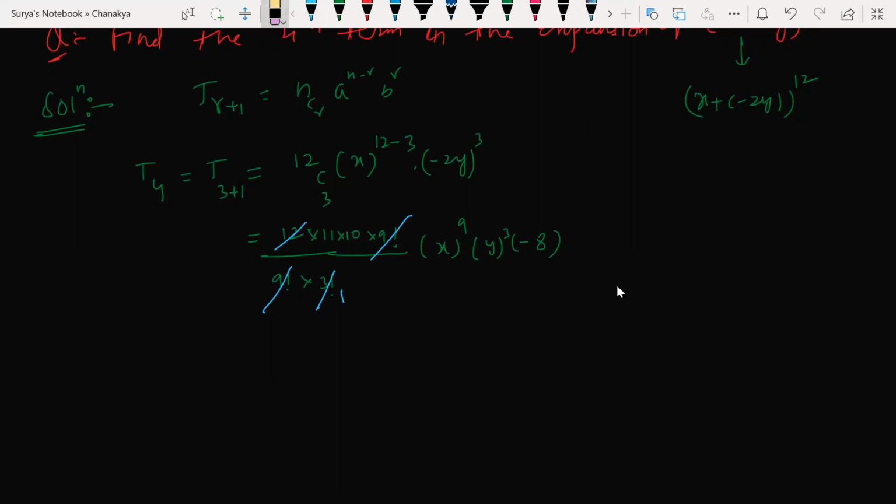If you don't understand, look at this here. So 12 into 11 into 10 by 6, into minus 8 into x to the power of 9 into y to the power of 3. Correct? So 6 ones are 6, 6 twos are 12. So 11 tens 110, 2 tens 20, so minus 1760. This is what your answer is.